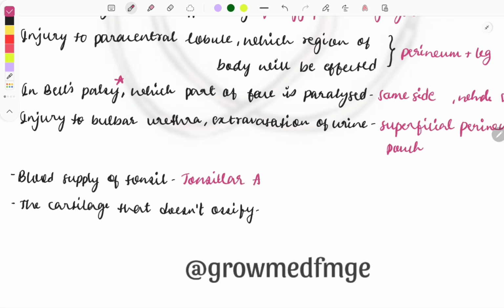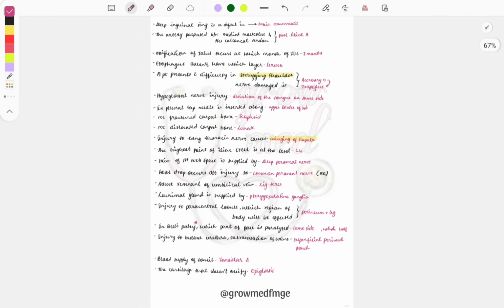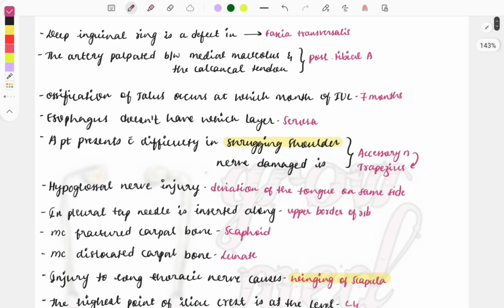Tonsillar artery. Then, the cartilage that doesn't ossify is the epiglottis, because the epiglottis is constantly in use, and if it ossifies then it will be a problem, right? If it ossifies, it will stick in one place and not move. That's why the epiglottis is the only cartilage which does not ossify. These were some important one-liners asked in past years, and chances are they can be repeated in the upcoming exam also.